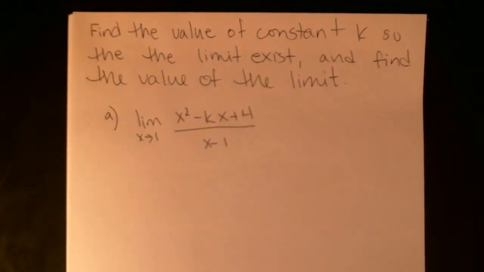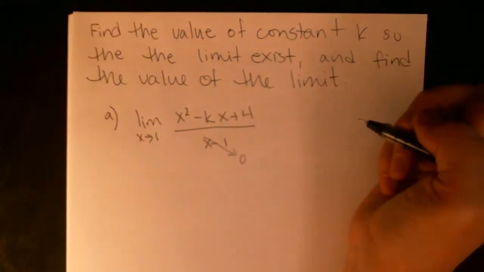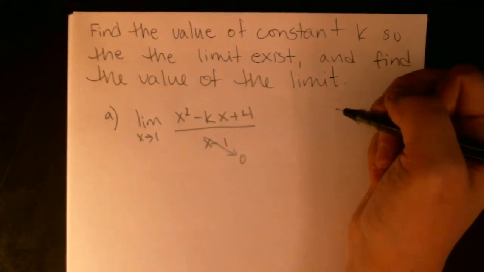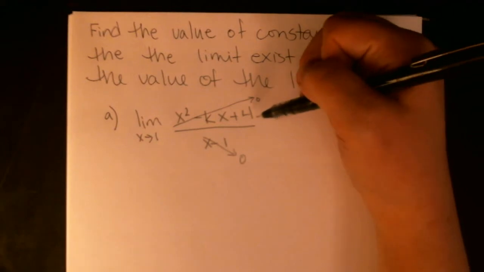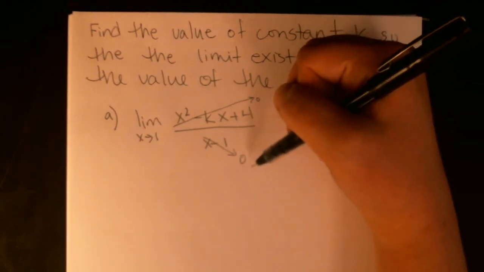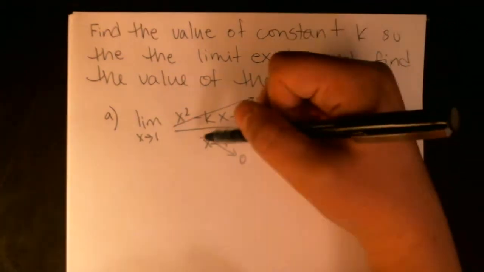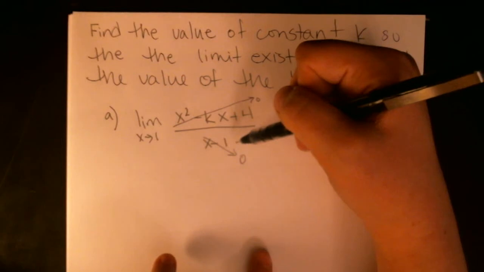So the idea here is that I want this to be a nice limit. And right now, if x approaches 1, the bottom is going to 0. The only way that's possibly going to work out nicely for me is if the top also approaches 0. If the top approaches something else and the bottom is going to 0, you're going to have asymptotic behavior, which is not what I want. And in particular, if this thing isn't squared, that's going to force this to be a does not exist.